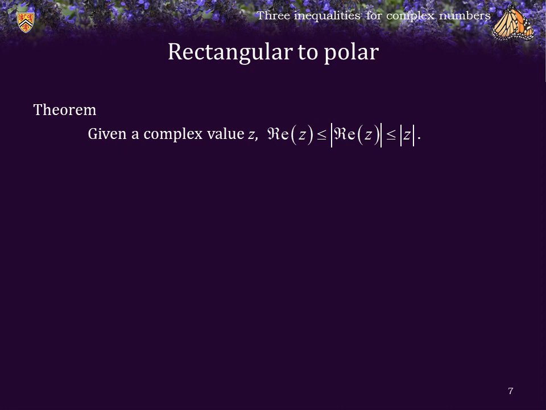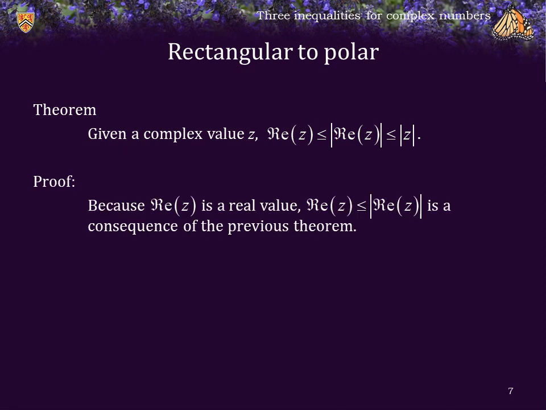Given a complex value z, the real part of z is less than or equal to the absolute value of the real part of z, which is less than or equal to the absolute value of z. Proof. Because the real part of z is a real value, it follows from the previous theorem that the real part of z is less than or equal to the absolute value of the real part of z. So that immediately follows from the theorem we discussed at the start of this topic.